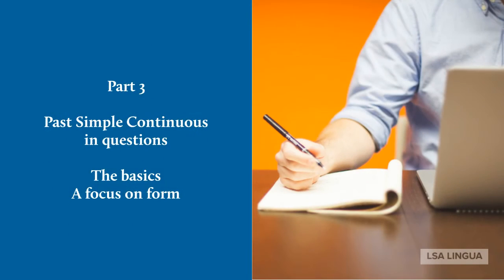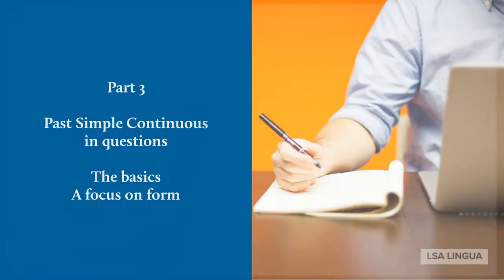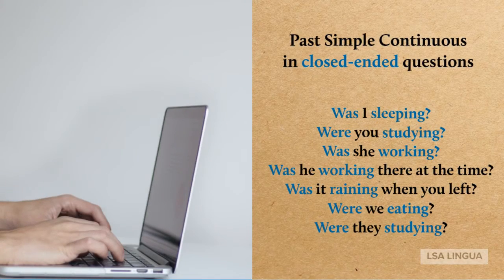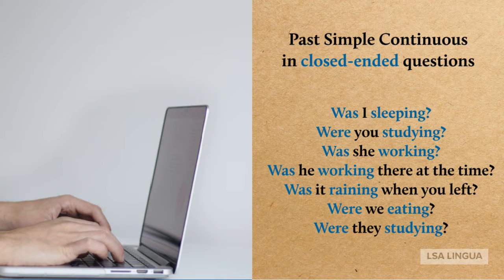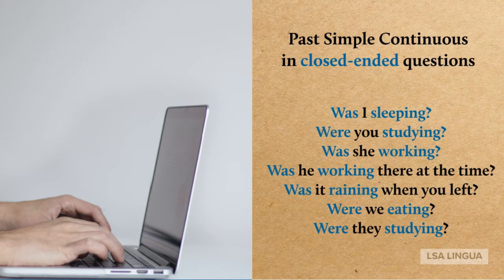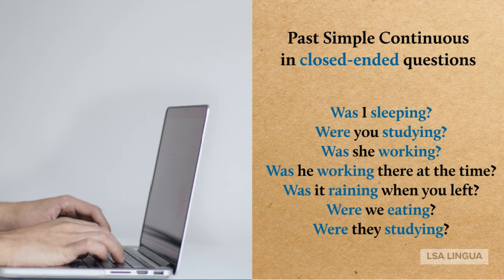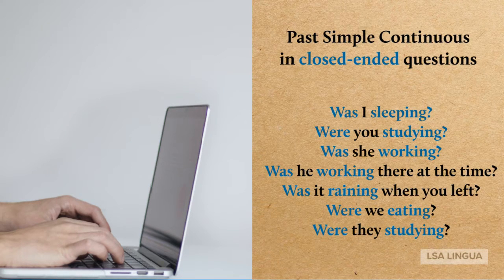Part 3. Past simple continuous used in questions. The basics, a focus on form. The past simple continuous used in closed-ended questions. Was I sleeping? Were you studying? Was she working? Was he working there at the time? Was it raining when you left? Were we eating? Were they studying?